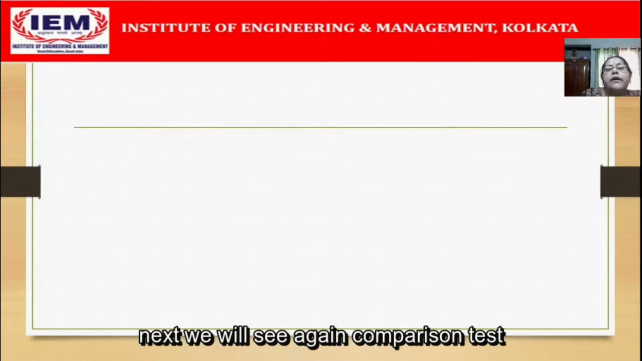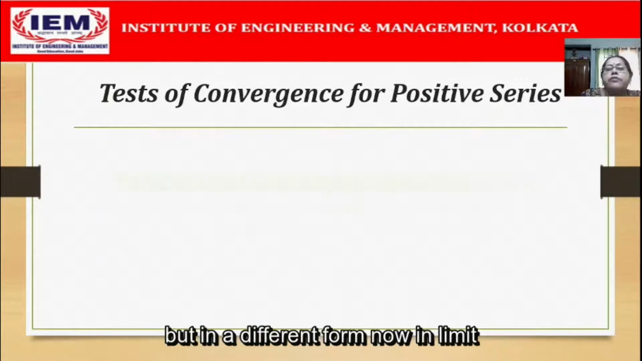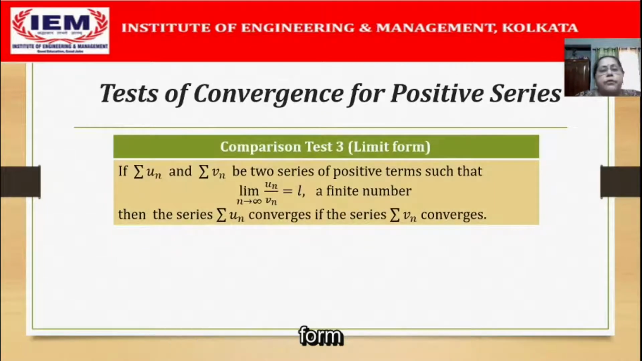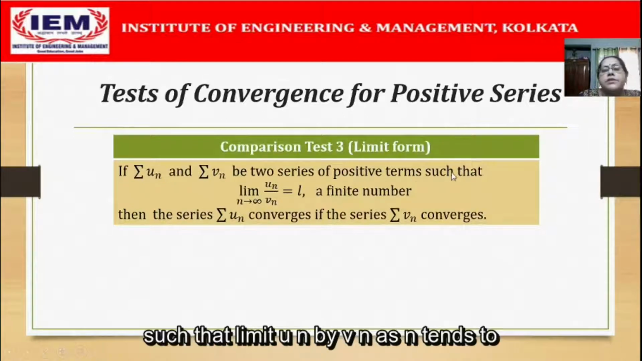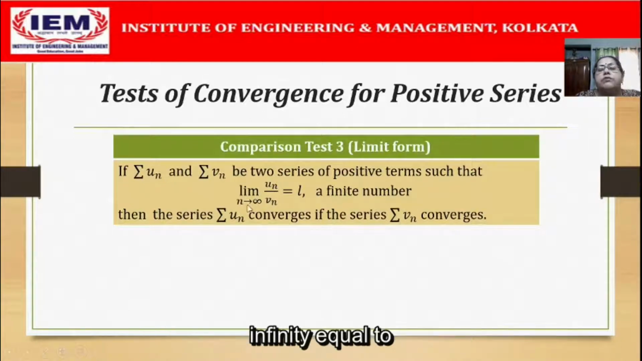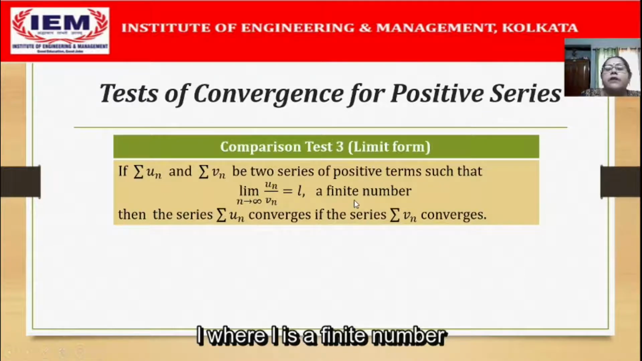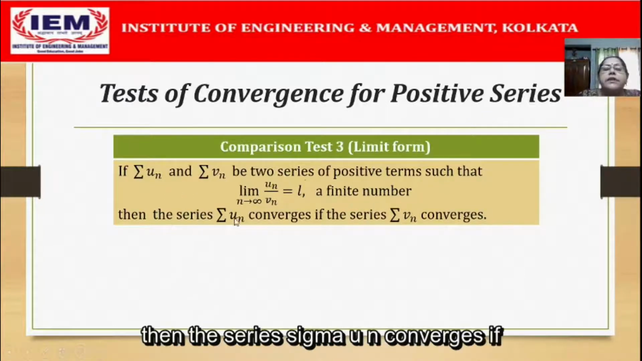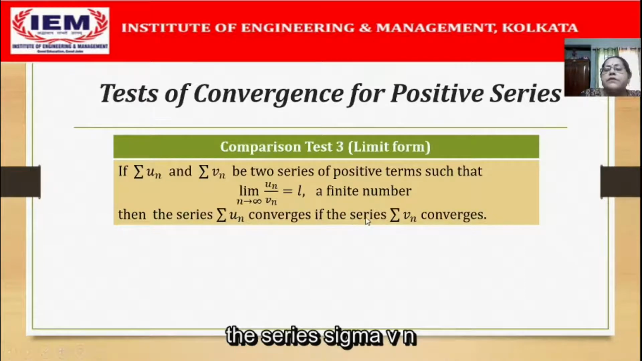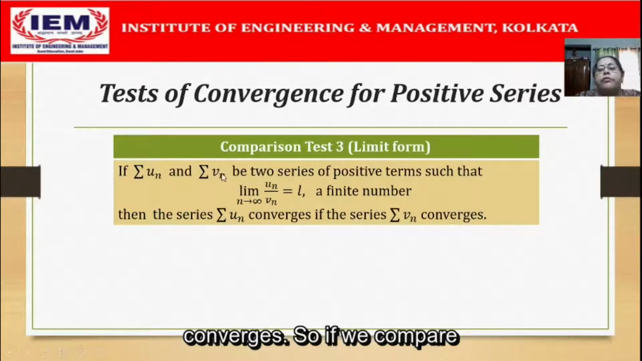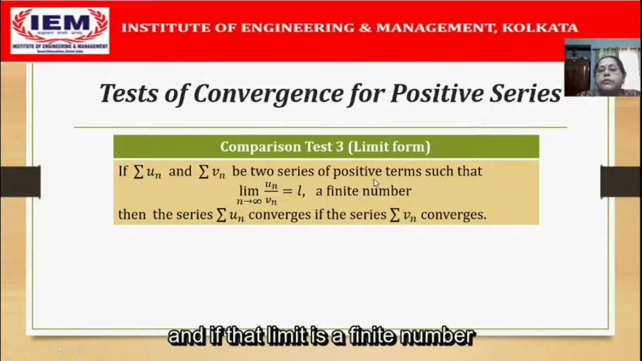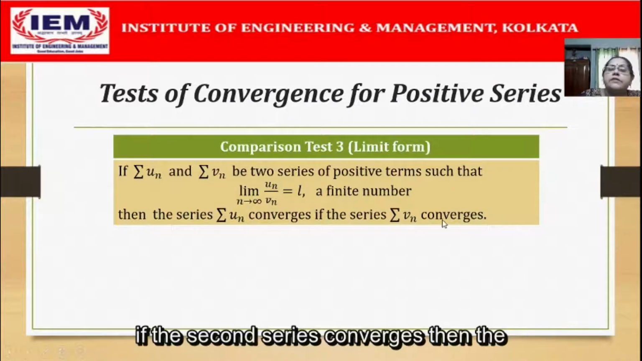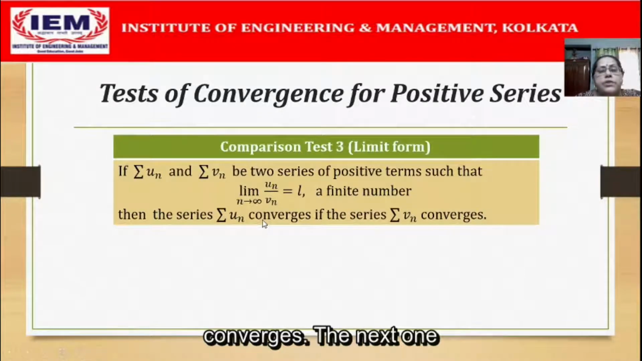Next, we will see the comparison test again but in a different form, now in limit form. So if sigma un and sigma vn are two series of positive terms such that the limit of un by vn as n tends to infinity equals L, where L is a finite number, then the series sigma un converges if the series sigma vn converges. So if we compare the two terms in the limit form and that limit is a finite number, then if the second series converges, the first also converges.